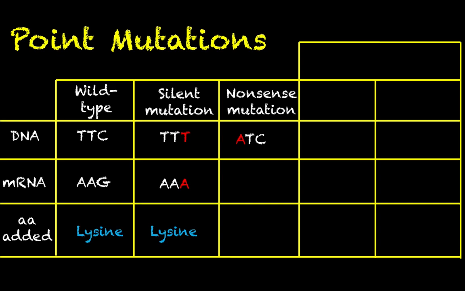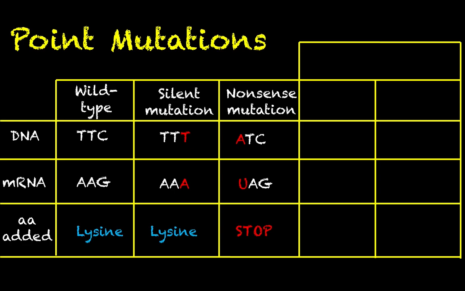Next, let's look at a much more serious mutation. This is called a nonsense mutation. Here, we take the wild type codon and we replace the first T with an A. This is going to result in the messenger RNA codon being UAG, which you will recall is a stop codon. This can be absolutely disastrous for a protein depending on where this mutation is found.